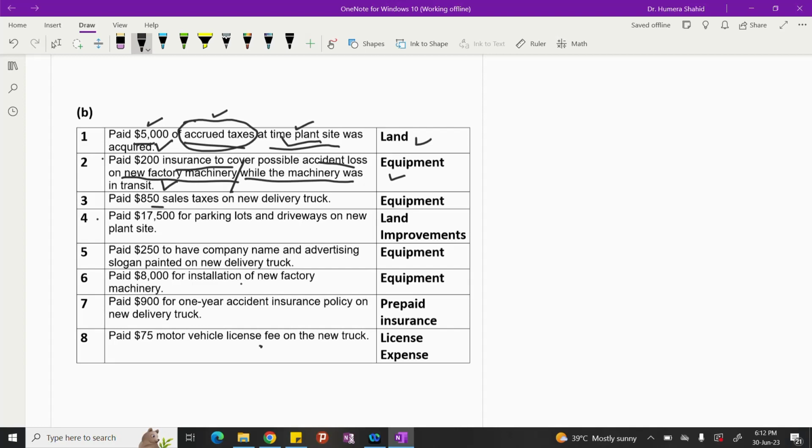Paid $800 sales taxes on new delivery truck. So you purchased a delivery truck and you paid 800 sales taxes on it. So delivery truck is also a form of equipment.